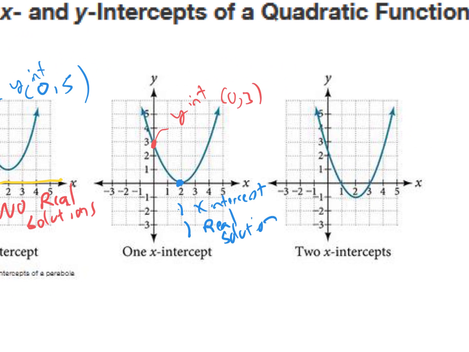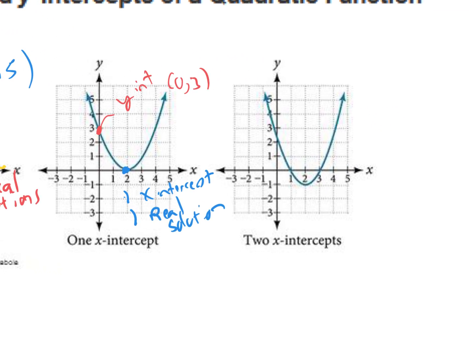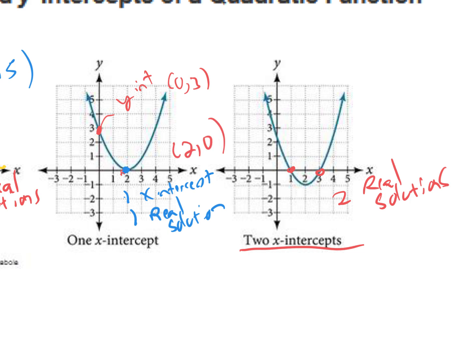Here's the third possibility. If your parabola crosses the axis in 2 places, 1, 2, that would be 2 real solutions, which corresponds to 2 x-intercepts. Now those have ordered pairs; that to me looks like 2 comma 0. And then these look like 1 comma 0 and then 3 comma 0. Notice there's 0 on both of those because it's crossing the line y equals 0.